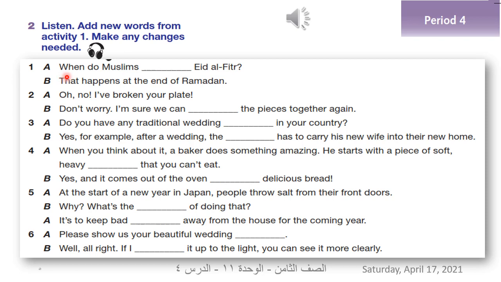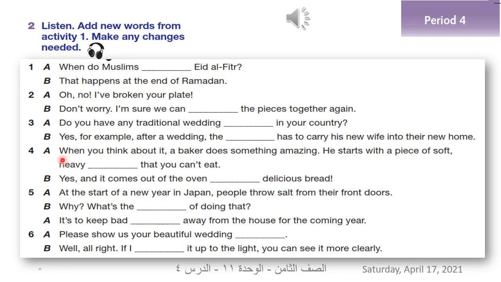1. When do Muslims celebrate Eid al-Fitr? That happens at the end of Ramadan. 2. Oh no! I've broken your plate! Don't worry. I'm sure we can stick the pieces together again. 3. Do you have any traditional wedding customs in your country? Yes. For example, after a wedding, the groom has to carry his new wife into their new home.